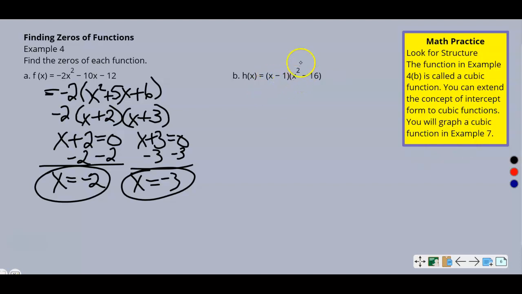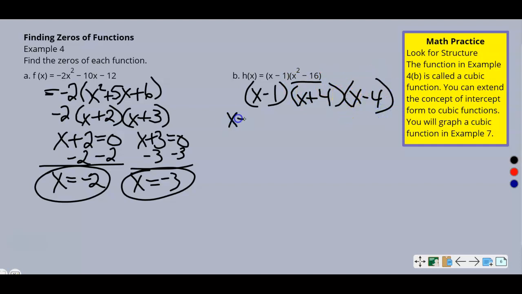Why is it a cubic function? This is x squared times x to the first power. Remember, same base, add exponents, that would be x to the third power if we put that in standard form. X to the third power is called a cubic function. All right, so we're going to look at what this would look like. So this would be x minus 1 is one factor. Remember, x squared minus 16 is x plus 4 and x minus 4. All right, set each factor equal to 0. And then solve.